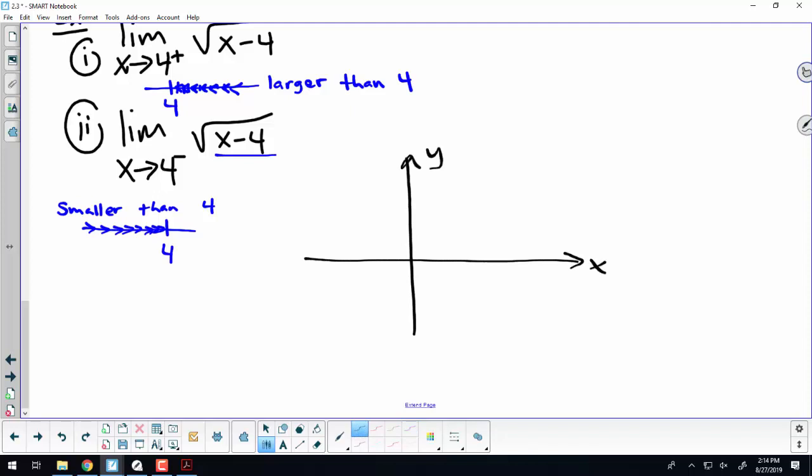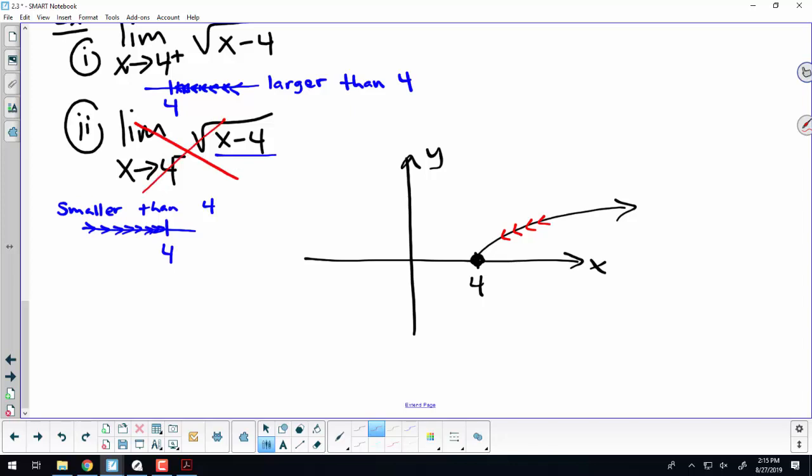So the graph of square root of x minus 4 is the square root graph shifted where? 4 units to the right. 4 units to the right. So then naturally when you look at the graph, it totally makes sense, right? It's perfectly clear now. I can approach 4 from the right, but I can't approach 4 from the left because there's nothing over here. So this limit doesn't even make sense.